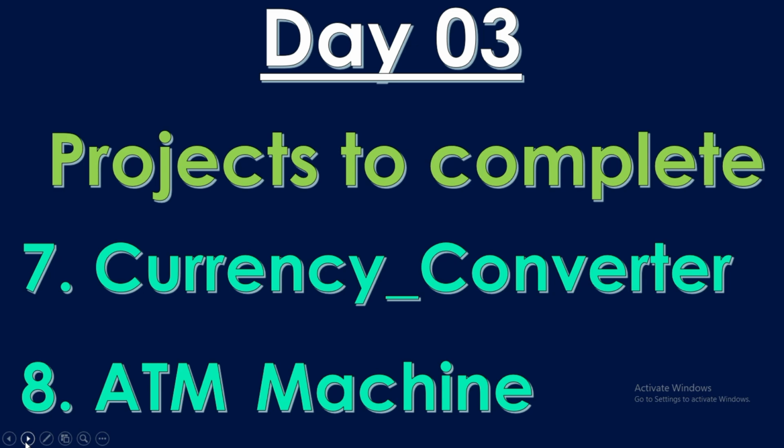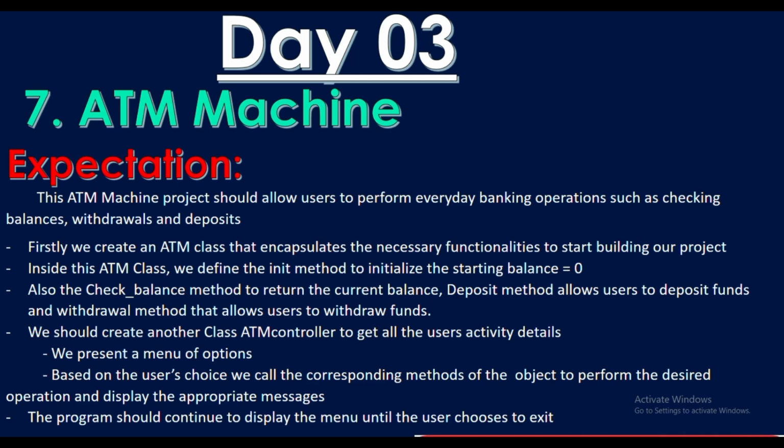So we have to set expectations and build a project to see how we can do that. So let's start. Guys, let's continue. This is an ATM machine that we are working on. The expectation is the first thing you have to bring out. This ATM machine project should allow users to perform everyday banking operations such as checking their balances, withdrawals, and deposits.